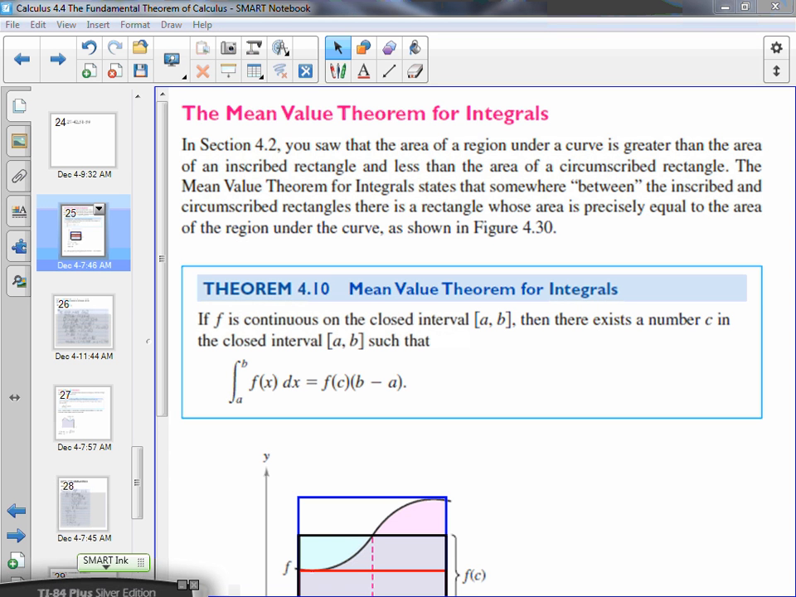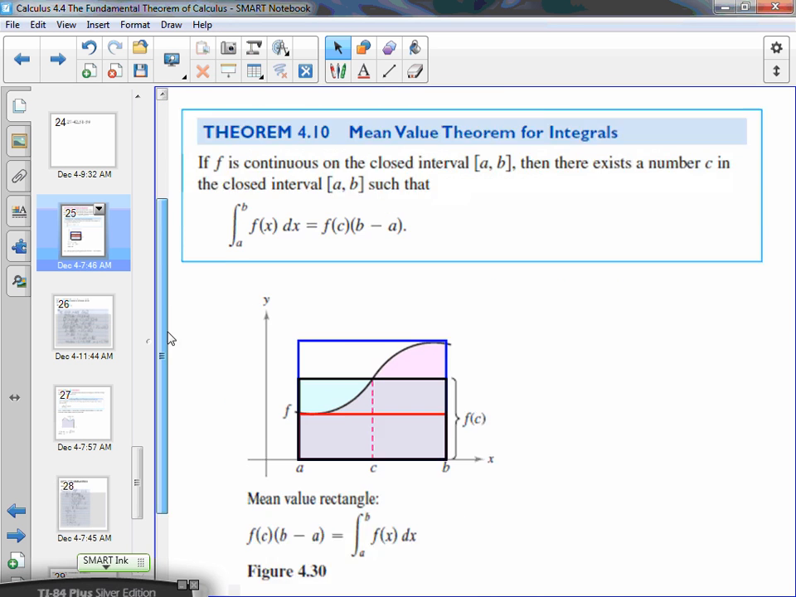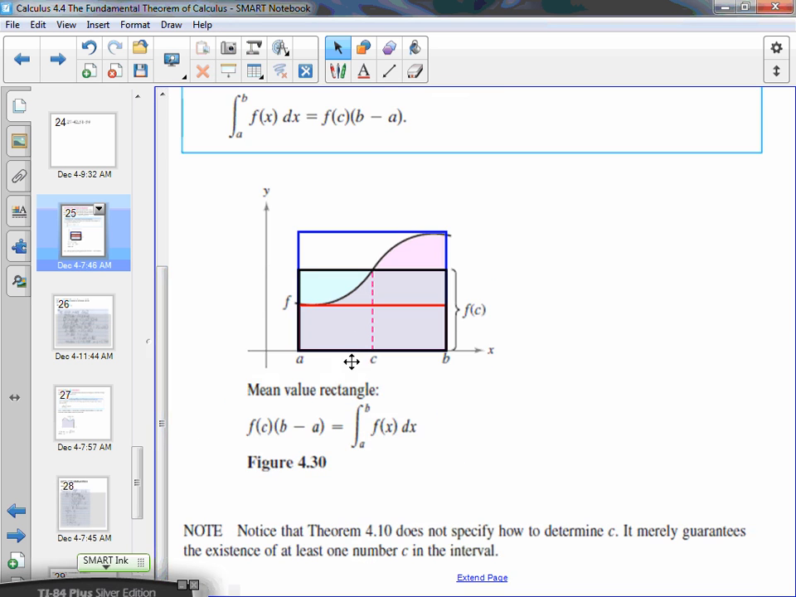In section 4.2, you saw that the area of a region under a curve is greater than the area of an inscribed rectangle and less than the area of a circumscribed rectangle. So if we look at the screen here, the red rectangle would be inscribed. Obviously the area under the graph of f of x between a and b is greater than the area of that red rectangle. The blue rectangle is the circumscribed one.